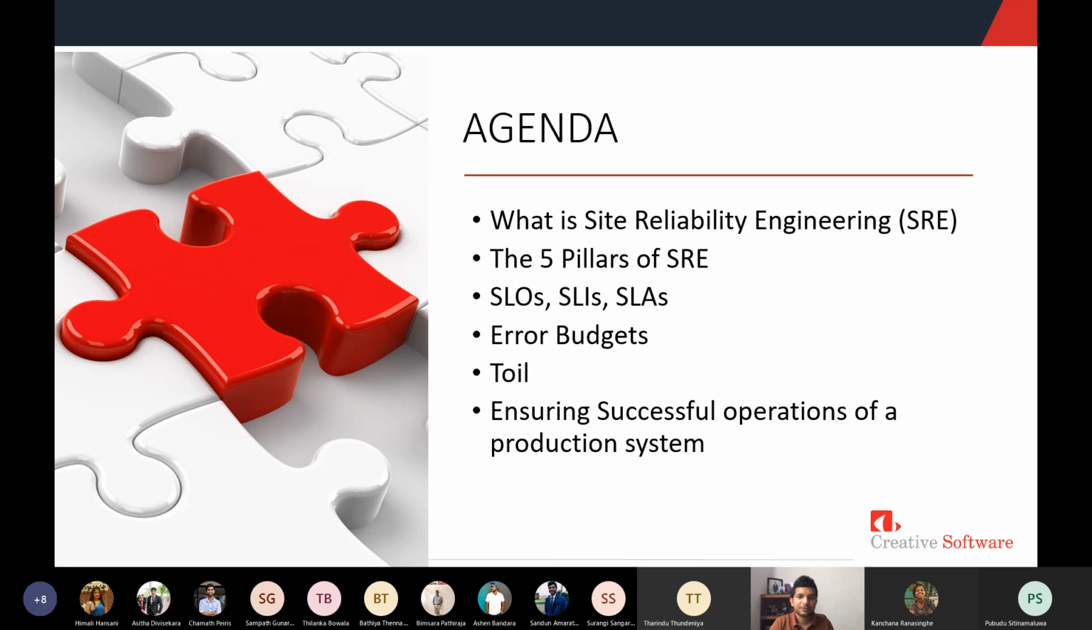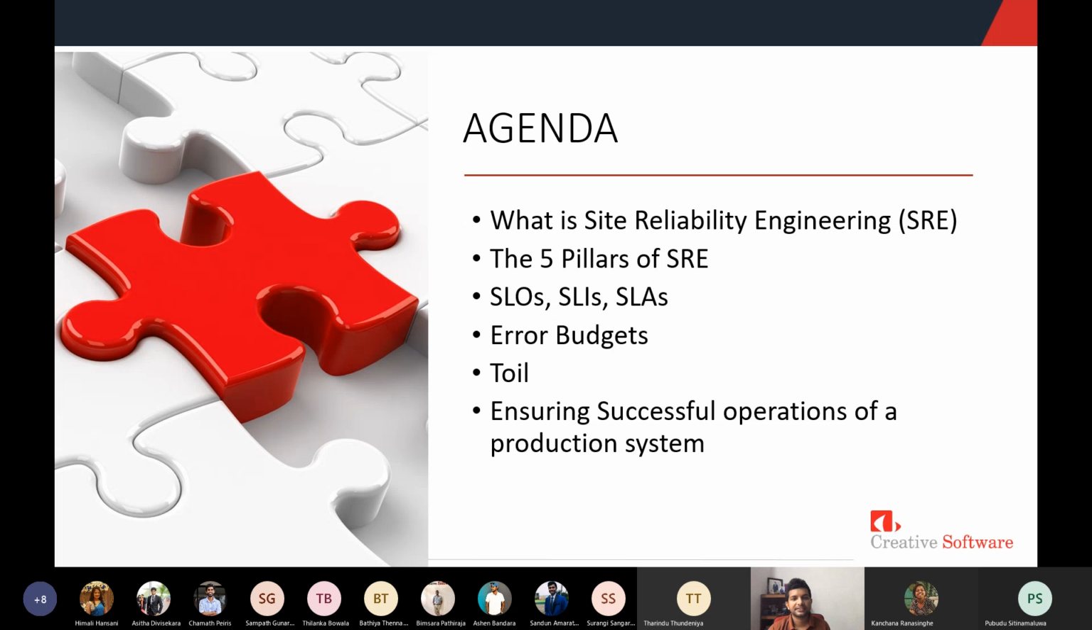So today's topic is about site reliability engineering. If I briefly explain the agenda for today, we'll be going a little bit deep into understanding what is site reliability engineering. So shortly we call it SRE. You must have heard this word in the industry maybe a couple of times. And then SRE has 5 concepts. We call it the 5 pillars of SRE. And then SRE has these terms called SLOs, SLIs, SLAs.